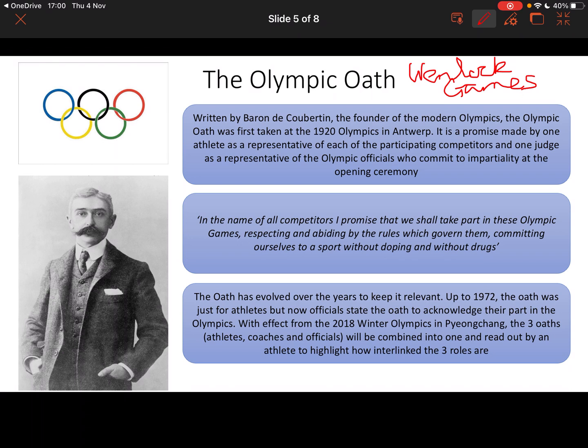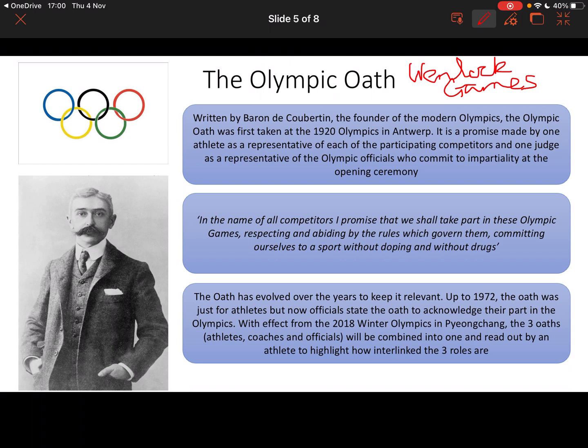The founder was a gentleman called Dr. William Penny Brooks, and the three main aims of the Wenlock Games were to promote moral improvements, so things like fair play and sportsmanship, physical improvements, so increasing health and fitness, and also intellectual improvement, so using sport as a vehicle for social mobility. And Baron Pierre de Coubertin visited the Wenlock Games, took inspiration from them and took them on a bigger scale.